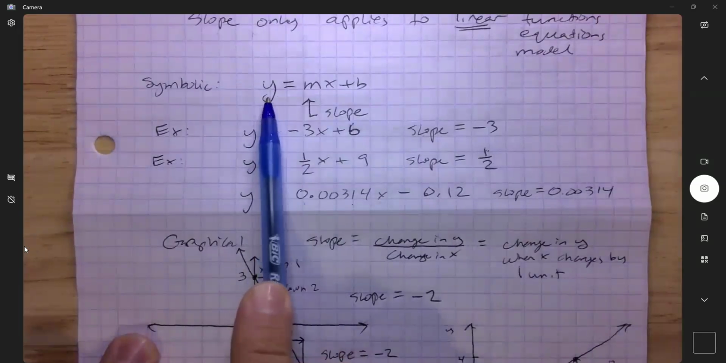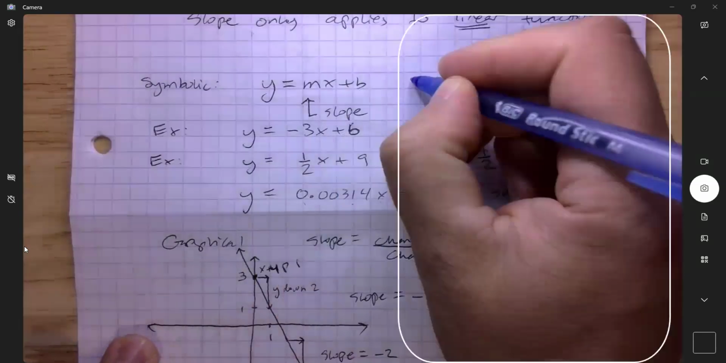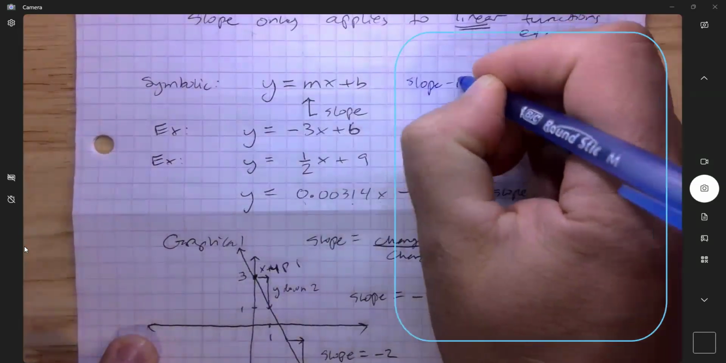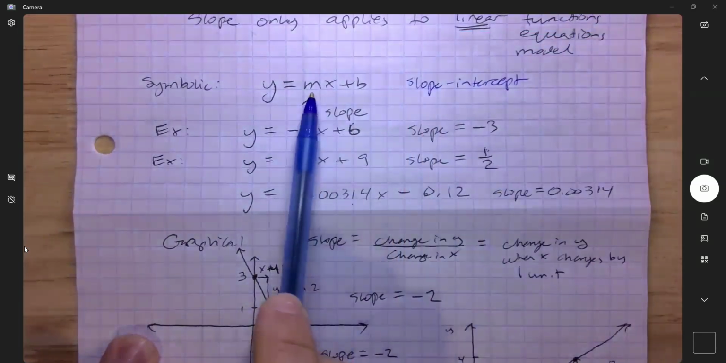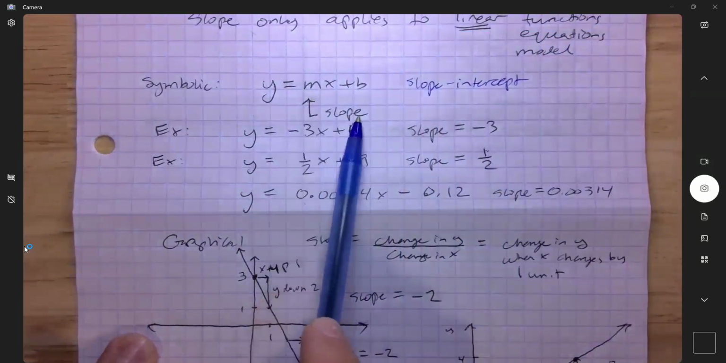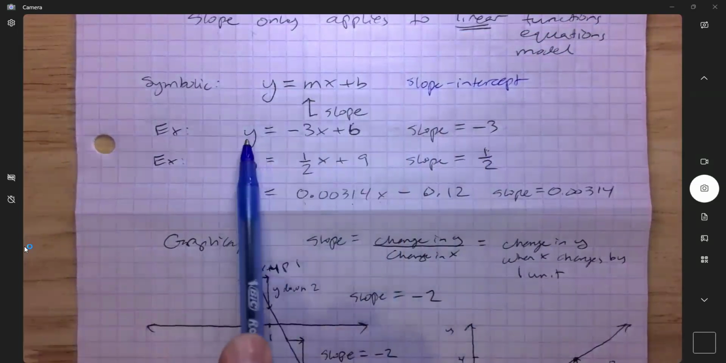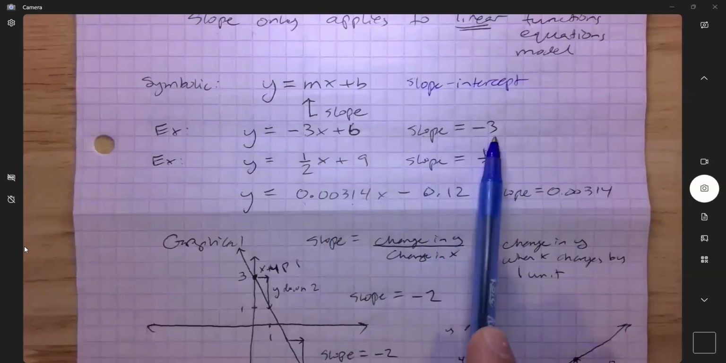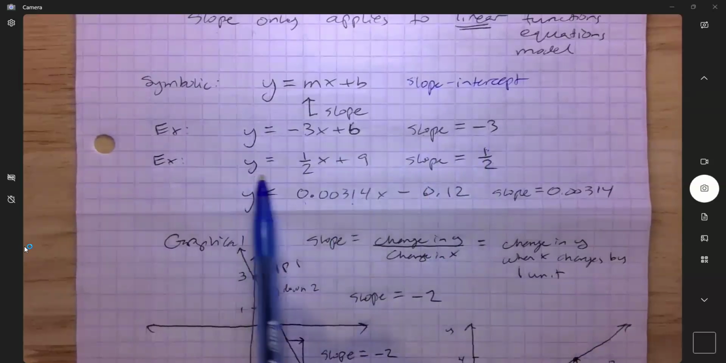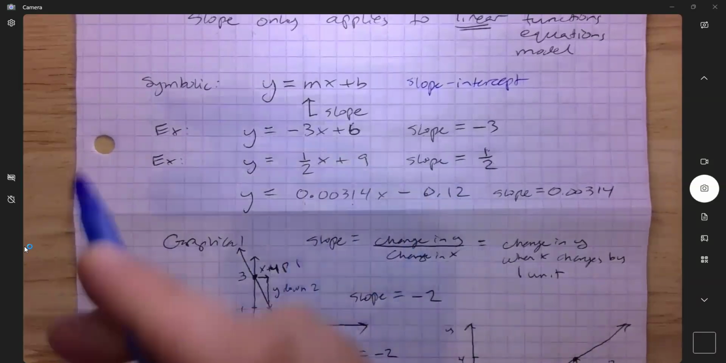I've already shown you a couple times that y equals mx plus b is our slope-intercept form. And from slope-intercept form, the m is the number that tells you the slope. M is the slope. So for example, if y equals minus 3x plus 6, the slope is negative 3. If y equals 1/2 x plus 9, the slope is 1/2.